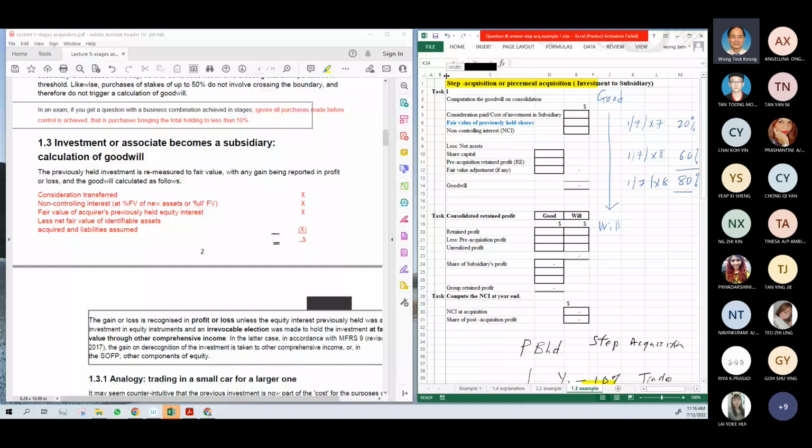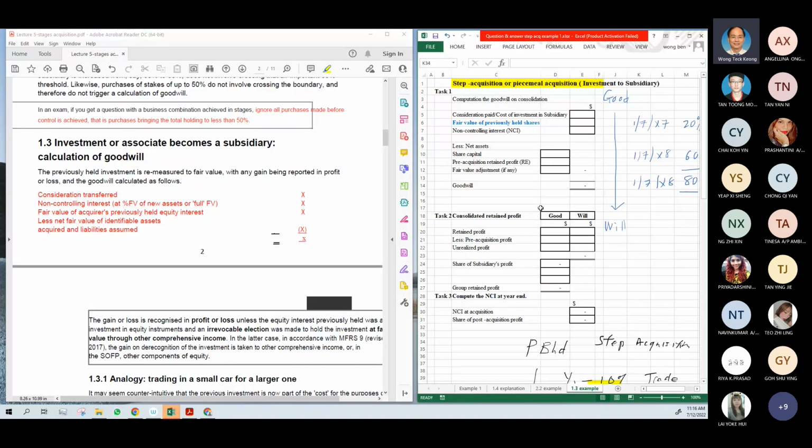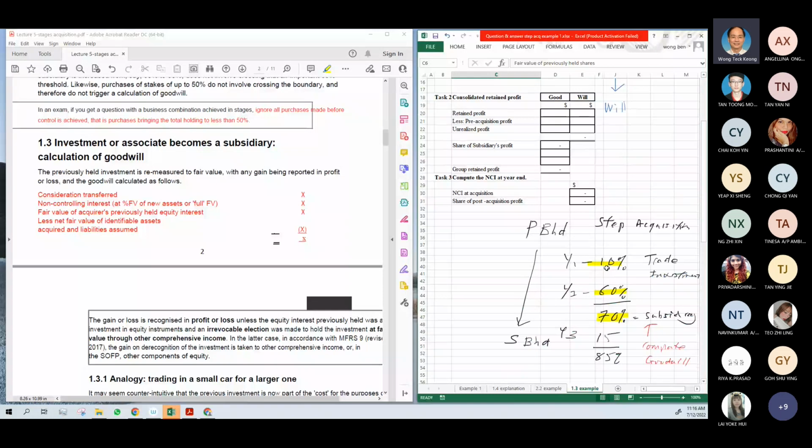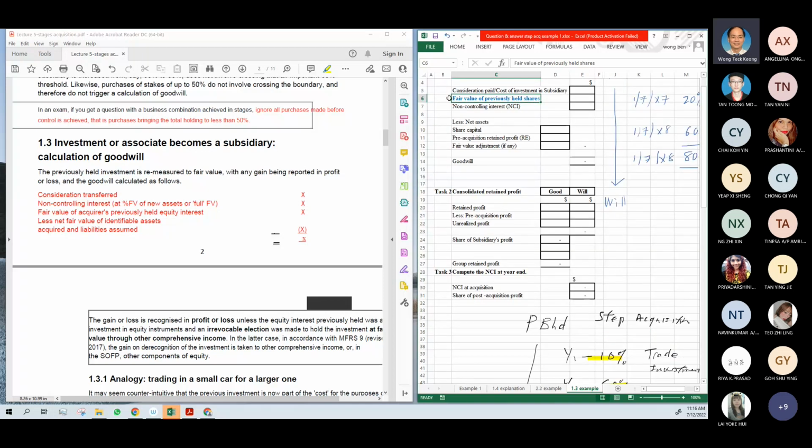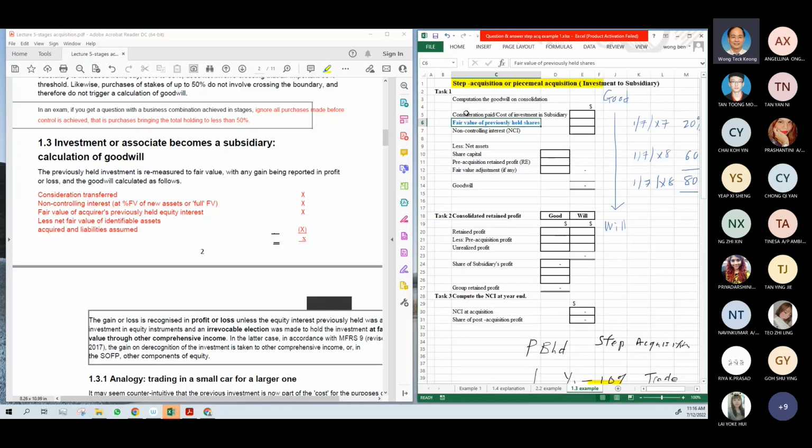The goodwill is the same as the previous one, with one additional line called fair value of previously held share. When an investment or associate becomes a subsidiary, see the heading: step acquisition, piecemeal acquisition, investment to subsidiary. So you have to add in one line. Let's say we have 10% of previously held share where you bought the 60. Before it becomes a subsidiary, you previously held the share, what is the value? But this value must be fair value. Fair value means the value at the time you gain control.